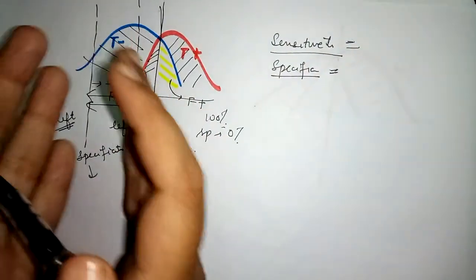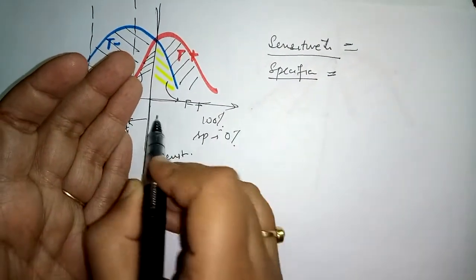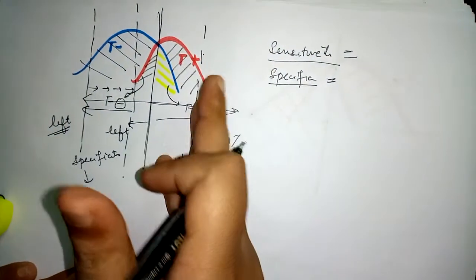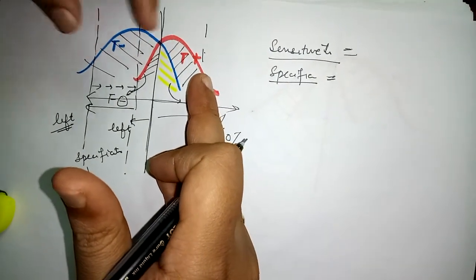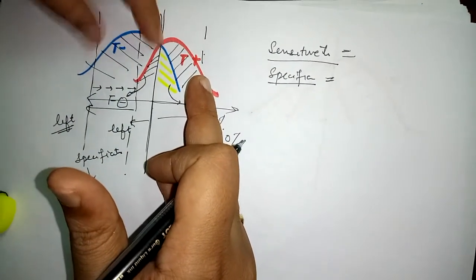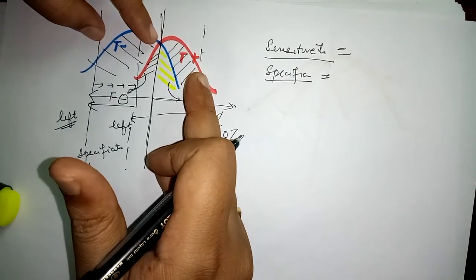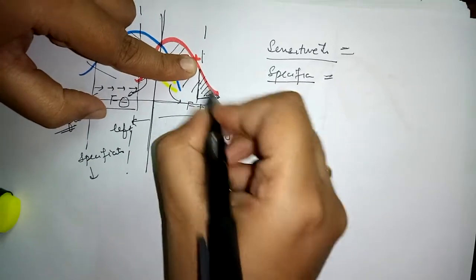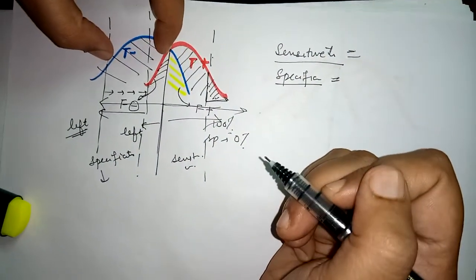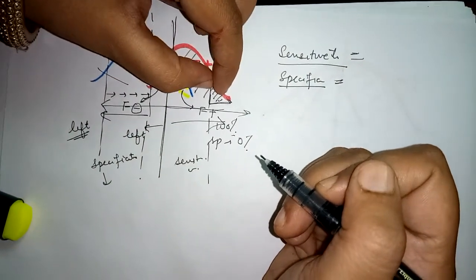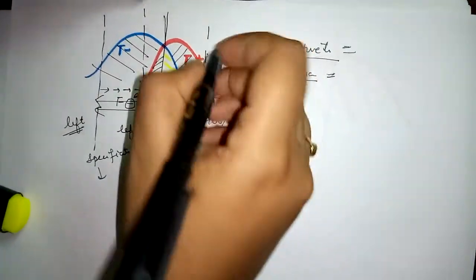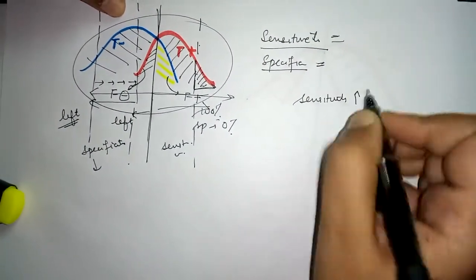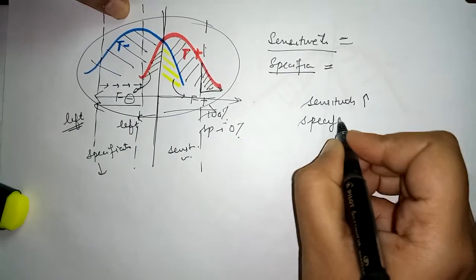If we shift this cutoff towards the right-hand side, that is towards this place, what we are seeing is that the entire blue curve, that is, the true negative people, are accurately detected by this test, but the true positive people are detected very little. So we have increased the specificity, but at the same time we have decreased the sensitivity. So through this curve we can make out that an increase in sensitivity will decrease our specificity.